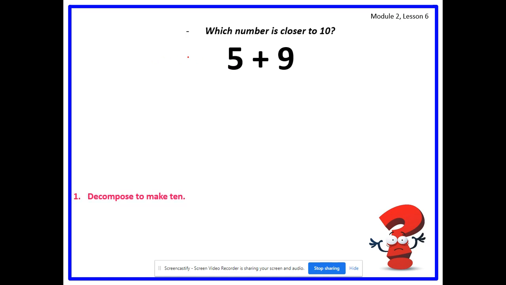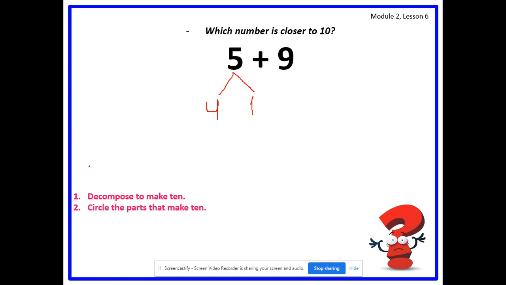Let's decompose to make 10. Ready? I draw, you draw. So we're going to draw 2 lines like this to make our number bond and to break apart 5. So we know that 9 needs how many more to make 10? Get ready. Yes, 1. So we're going to go ahead and write a 1. And what other number do we need to make 5? Get ready. Yes, 4. Remember, 4 and 1 make 5.